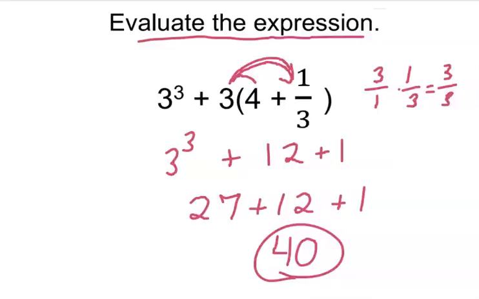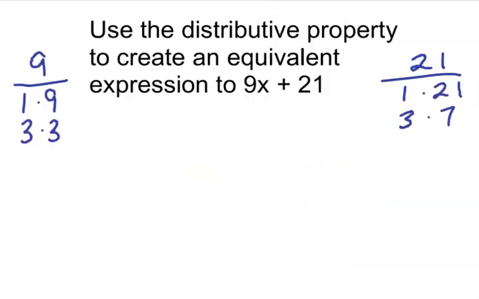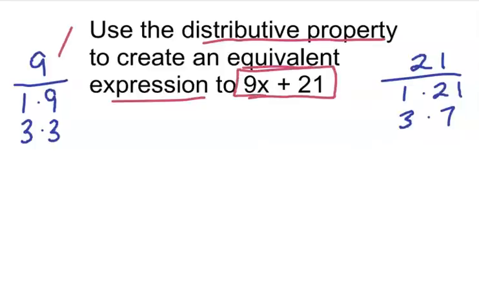That is 40. Used the distributive property to create an equivalent expression. All right, so we have 9x plus 21. I've looked to see what is the biggest number we can divide into both 9 and 21. Well, it looks like 1 is in both groups, 3 is in both groups, and there's nothing larger than 3. So we're going to take the 3 and put that outside the parentheses. And then we just factor those out.